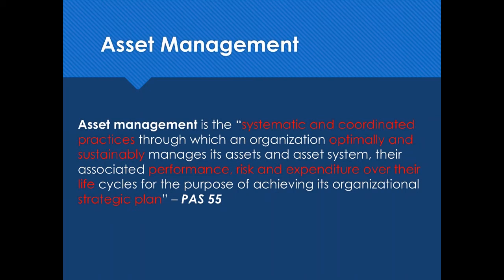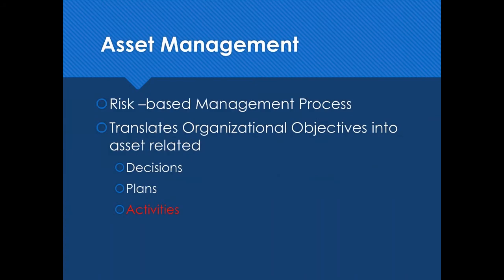That's why it's called a management principle or a plan, where you have a systematic approach and policies and procedures in place. And then the second one is optimally and sustainably. So you need to make sure it gives the best value for the buck you're investing, and also it's done in a more sustainable fashion, right? And the next one is the performance, risk, and expenditure over the life cycle. You need to make sure your cost, risk, and performance are balanced to get the optimal output. And lastly, the strategic plan needs to align with your overall organizational objective for what your mission is. Okay, so let's go to the next slide.